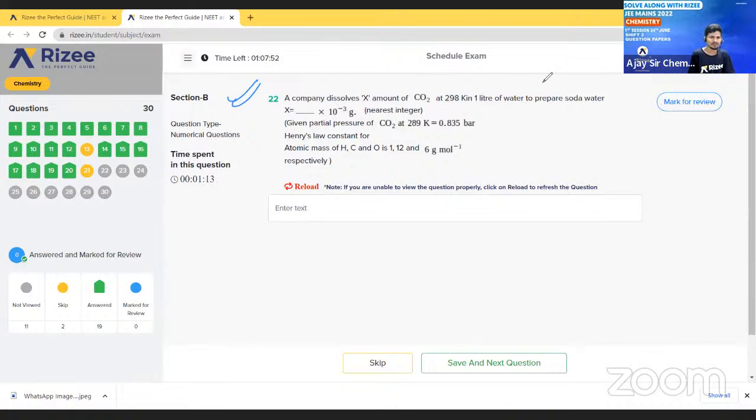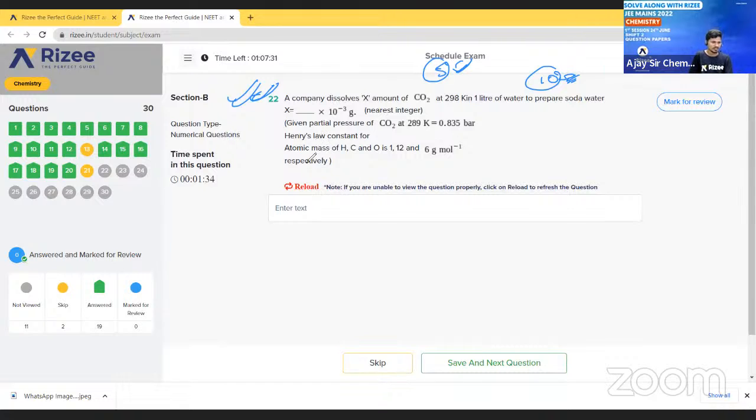Generally we will get 10 integer type questions. In this section, whatever you know, just attempt. You have to attempt 5 questions out of them. So don't do the questions which will take more time. I think this type of question will consume more time.